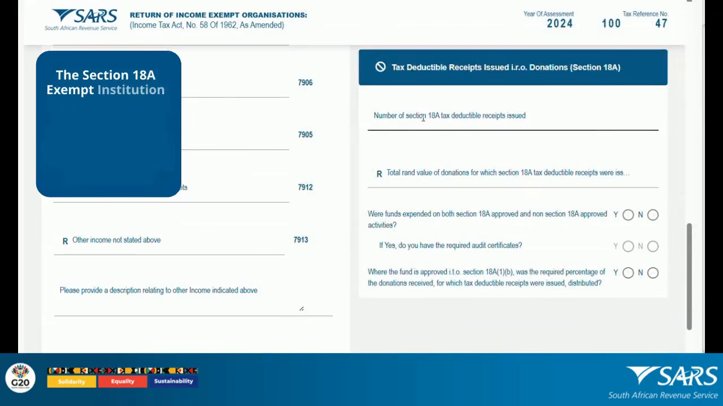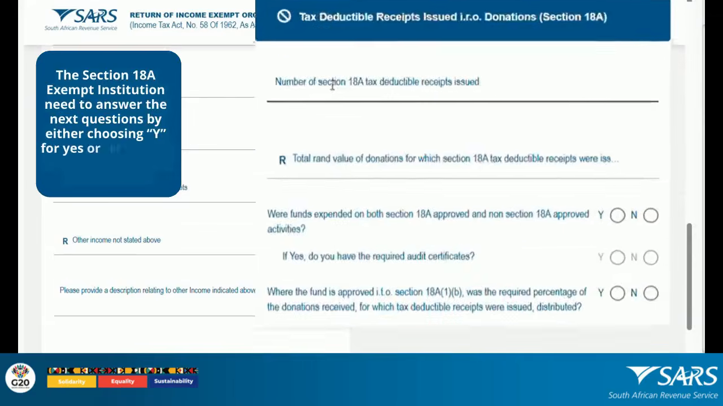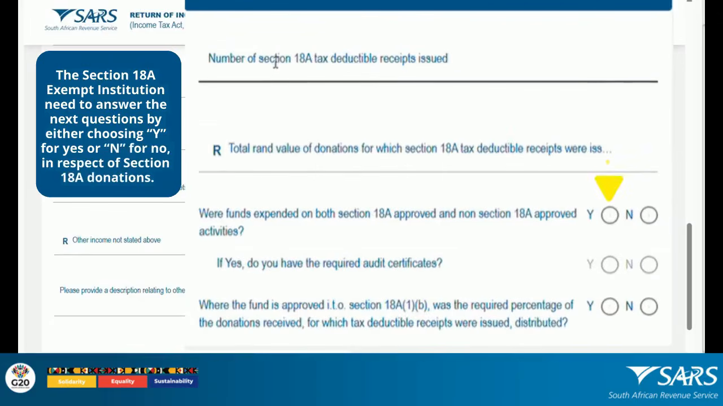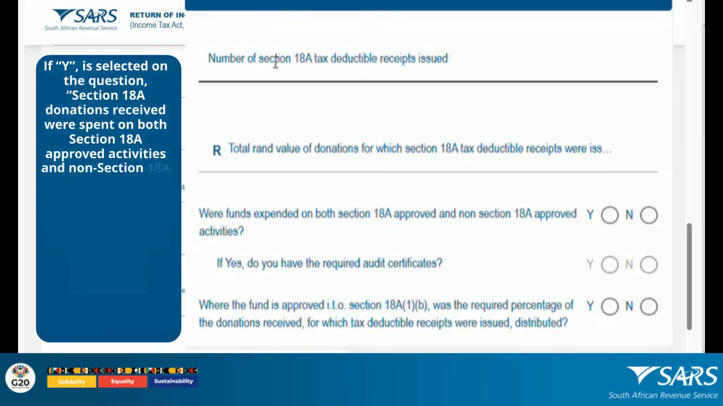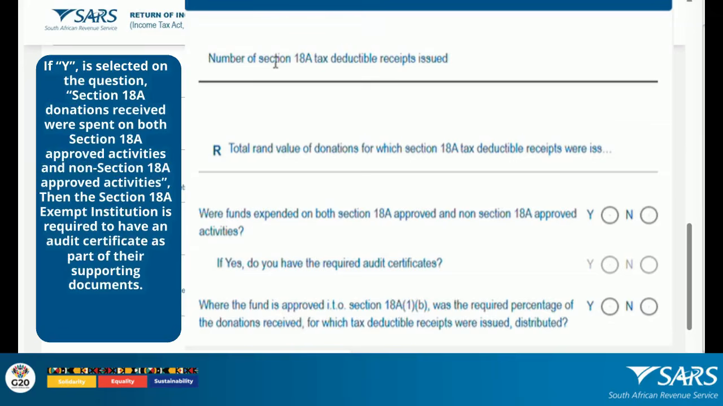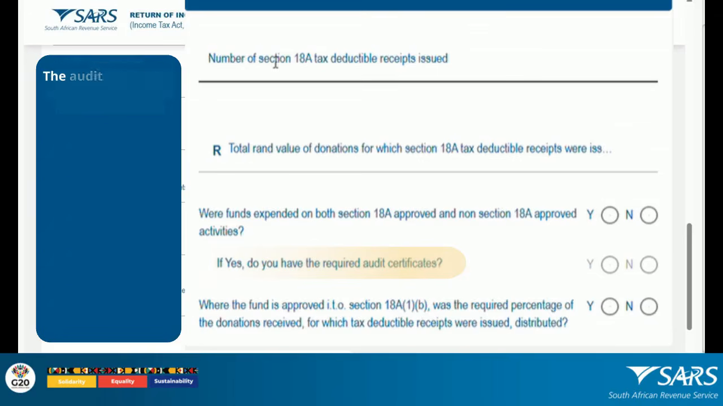The Section 18A exempt institution needs to answer the next questions by either choosing Y for yes or N for no in respect of Section 18A donations. If Y is selected on the question, Section 18A donations received were spent on both Section 18A approved activities and non-Section 18A approved activities, then the Section 18A exempt institution is required to have an audit certificate as part of their supporting documents. The audit certificate should be kept for a period of 5 years.